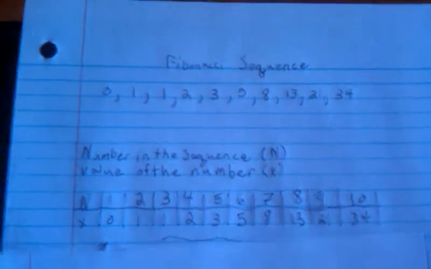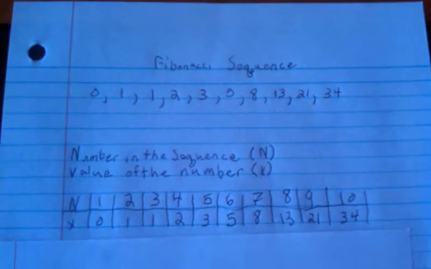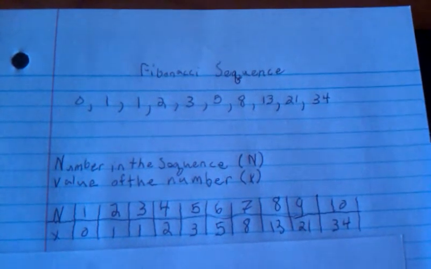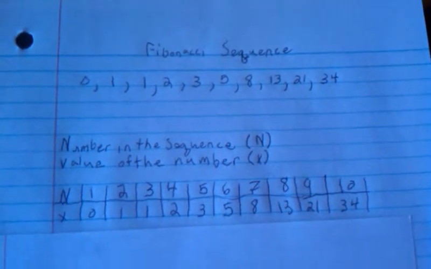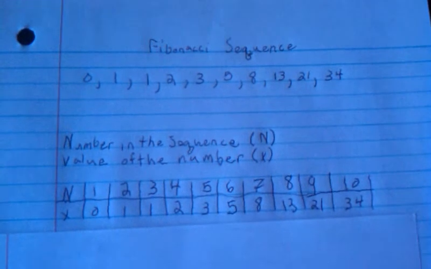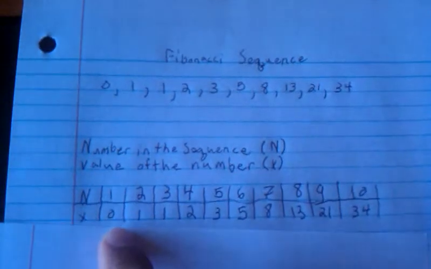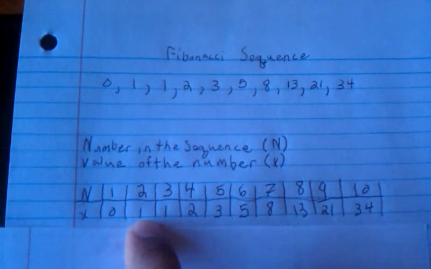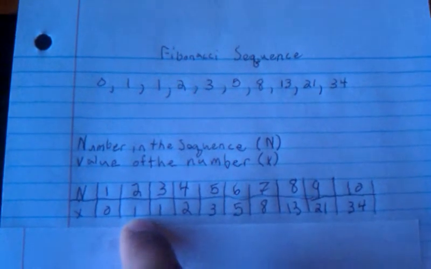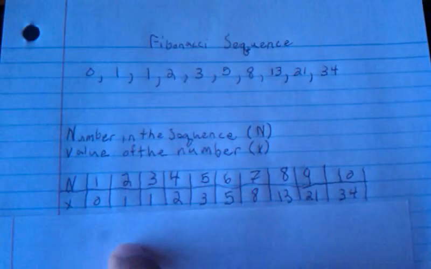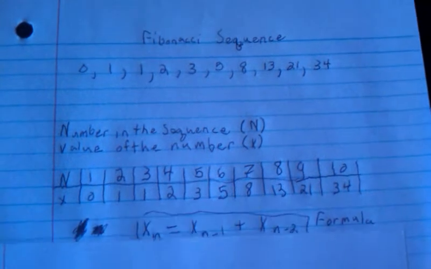Now I've put them in a graph, and the number of the sequence I have as n, and the value of the number I have as x. So as you see, n, the first number is 0, so x equals 0. And then on n, the second number is 1, so x equals 1. Now the reason I put it in this table is because it's easier to come up with the formula from this table.